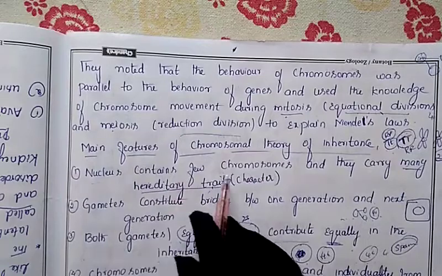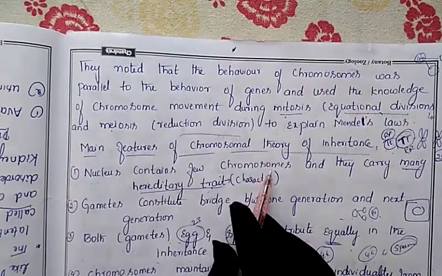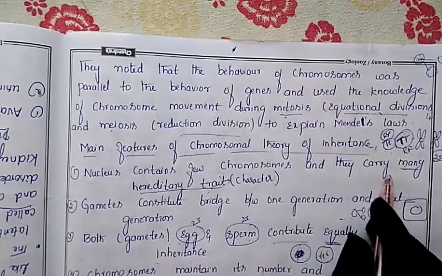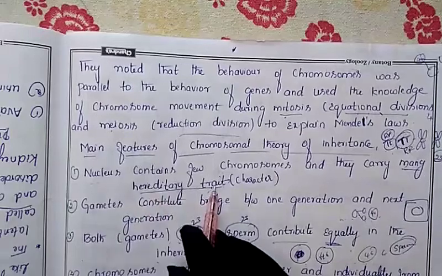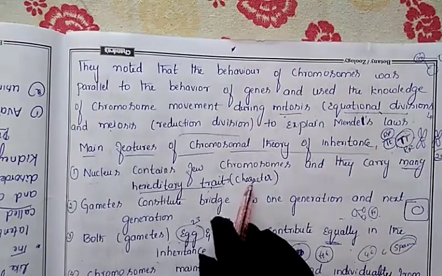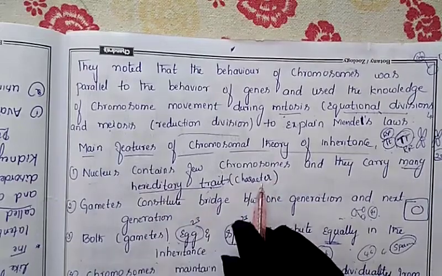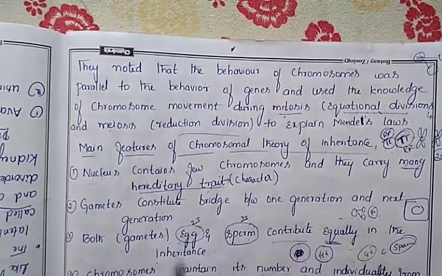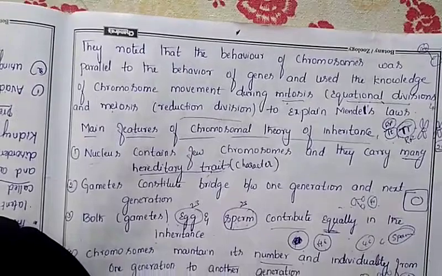The nucleus contains few chromosomes, but on those few chromosomes they carry many hereditary traits. Trait means a character. On them many hereditary characters are present. So this is the first concept here.